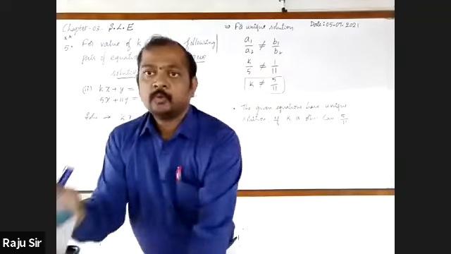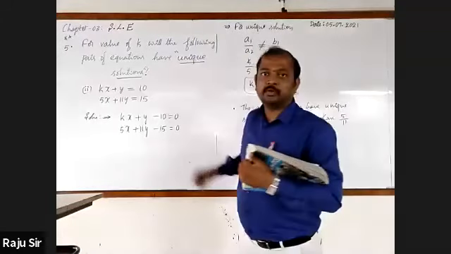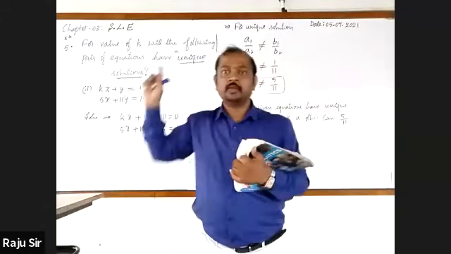And one more type of solution: infinitely many solutions are over. Unique solution is over. Next one is no solution. Right. Sixth one.